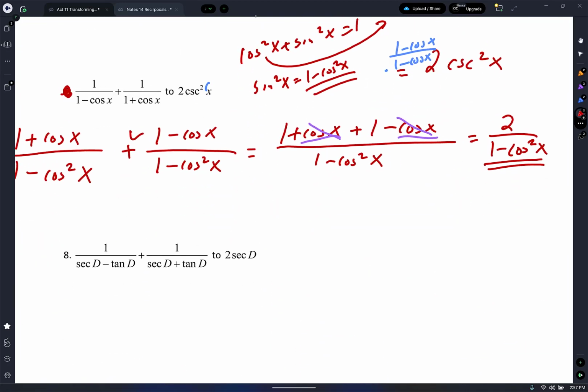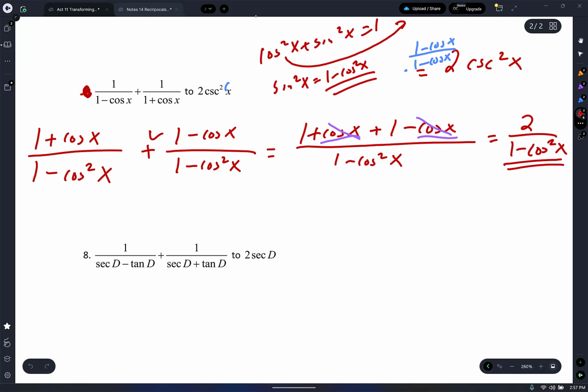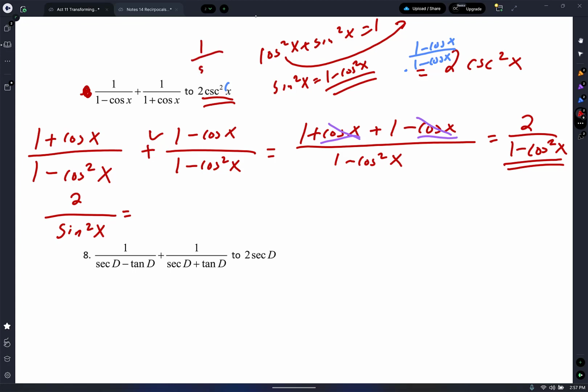So here we go. I'm going to rewrite this as 2 over, what is 1 minus cosine squared the same thing as? Perfect. Yeah, sine squared of x. You can just say sine squared, and we understand each other. And then notice, Chop, that still doesn't give me that cosecant squared. Well, side note, 1 over sine squared x equals cosecant squared x. So I have it, 2 cosecant squared x.